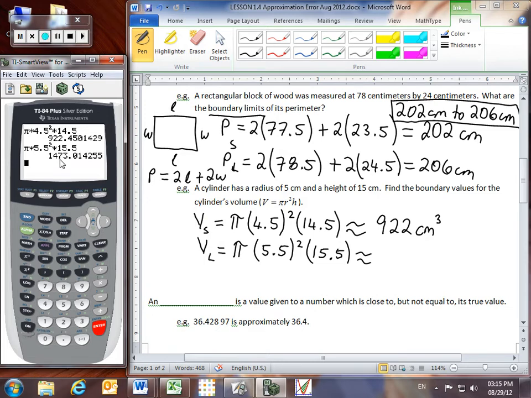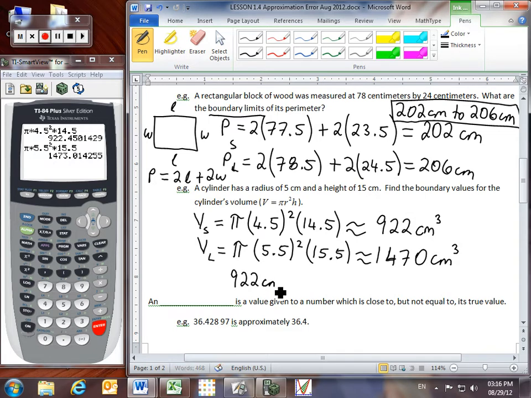There's the third significant figure. The 3 afterwards is less than a 5, and so we're just going to keep the 7 as a 7, and everything afterwards becomes zeros. So I've got 1,470 centimeters cubed if I'm rounding to 3 significant figures. And so your boundary values then are 922 centimeters cubed to 1,470 centimeters cubed. Somewhere in between those two values your volume will be.